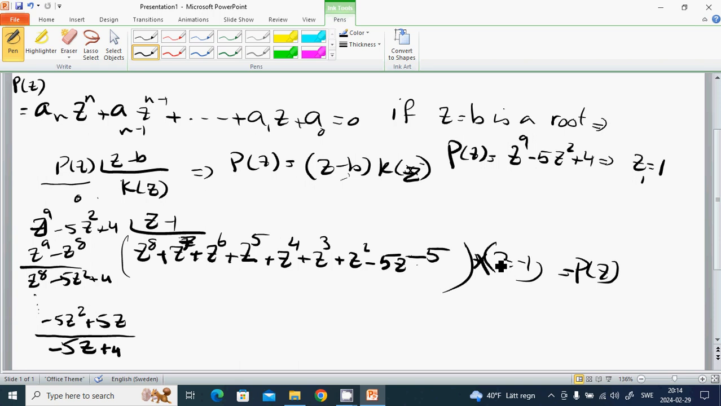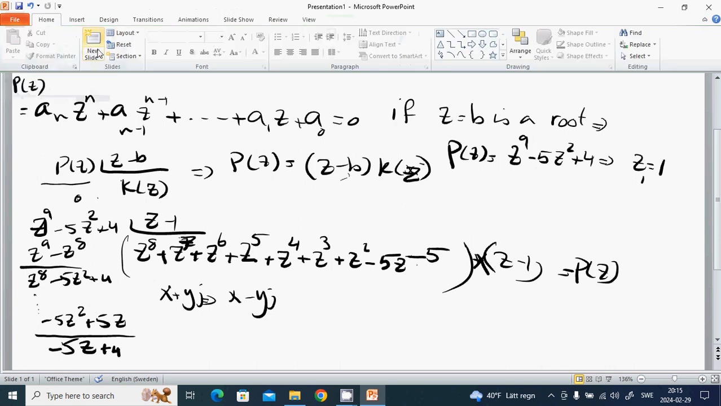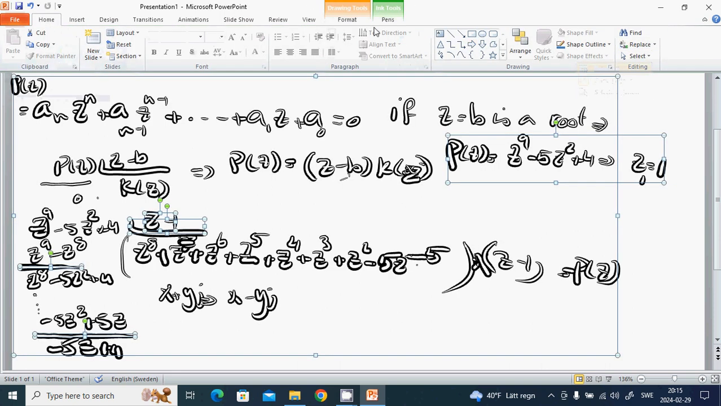Okay, we are going to use another thing. If x plus yj is a root, then x minus yj is another root, and we are going to go through an example for this.